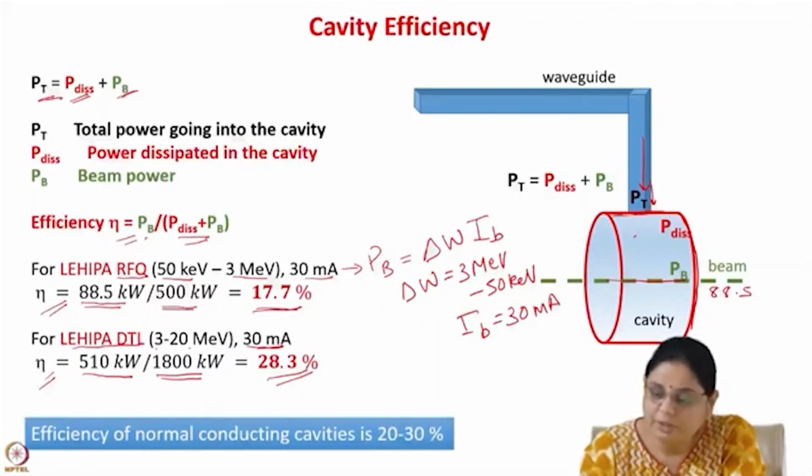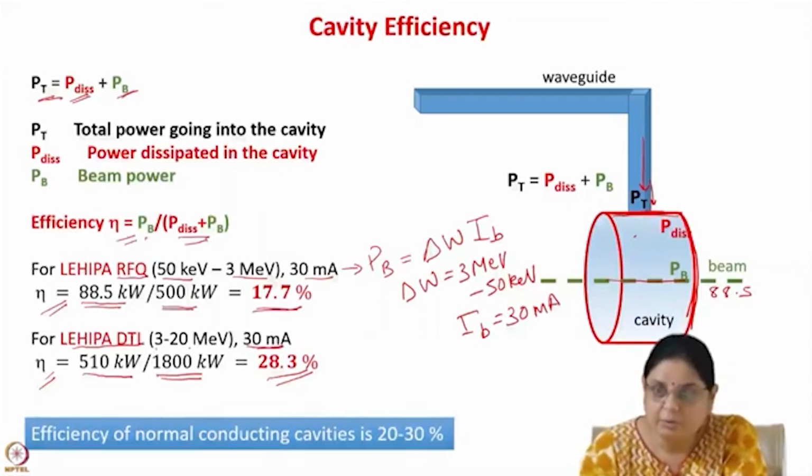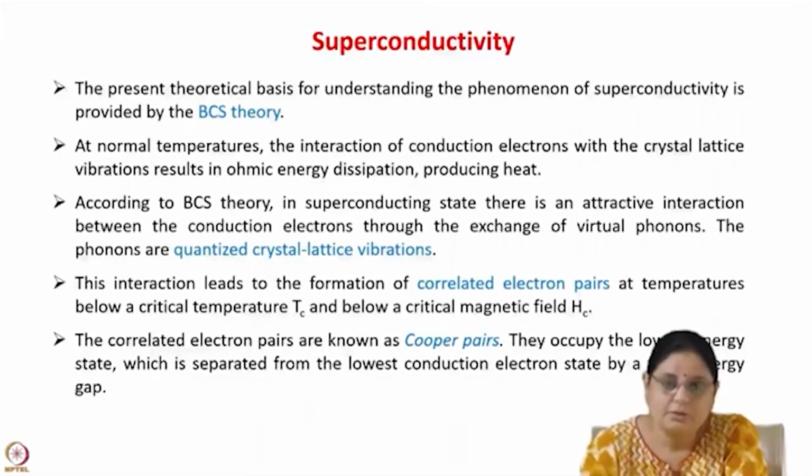So you need to maintain the cavity temperature so that there is no change in the dimensions. A lot of energy goes into cooling the cavity. These cavities are cooled by flowing chilled water or cool water through the surface of the cavity. So that is how superconducting cavities come into the picture.